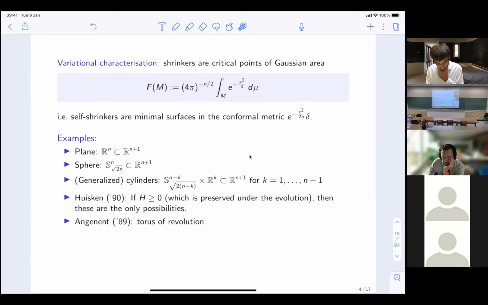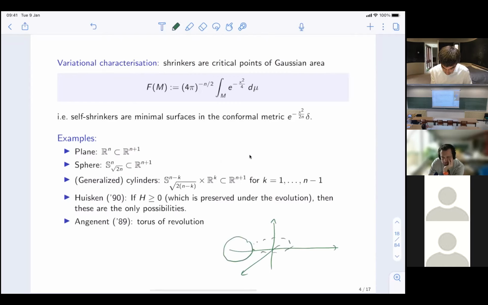And okay, here's already sort of another example. It was an example by Angenent, that there are, you can just, not drawing space-time here now. So there's a torus of revolution here. We just revolve here. So it's not a round sphere. It's a bit more egg-shaped. And so there's a torus which shrinks down to a point in finite time.